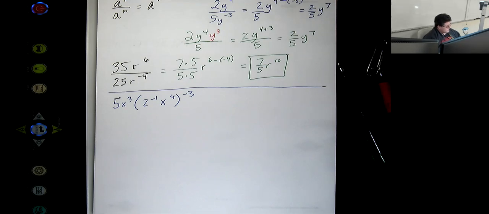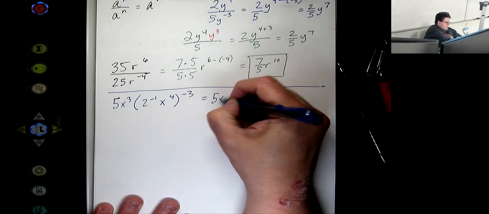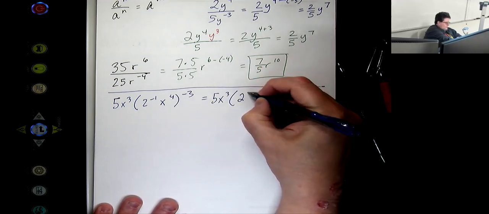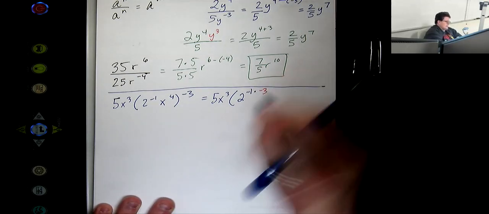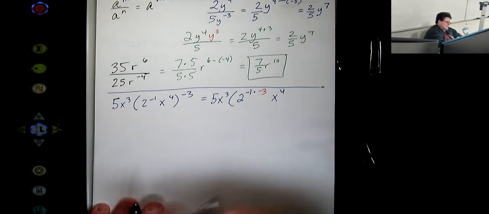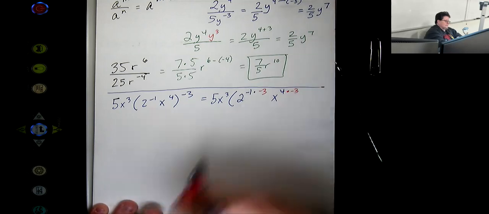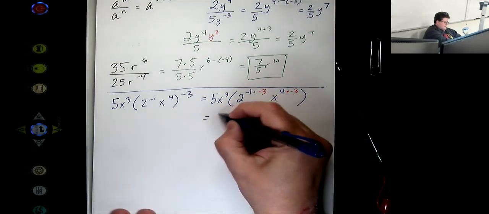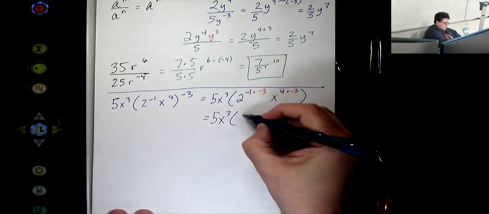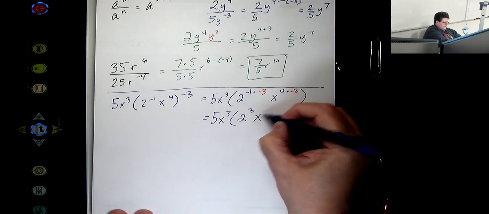So when we have exponents on the outside of a parentheses, we've got to multiply it by all the exponents on the inside. The 5x cubed stays the same, but I'm going to have 2 to the negative 1 times negative 3, and then x to the 4th times negative 3. Which gives me 5x cubed times 2 cubed x to the negative 12.